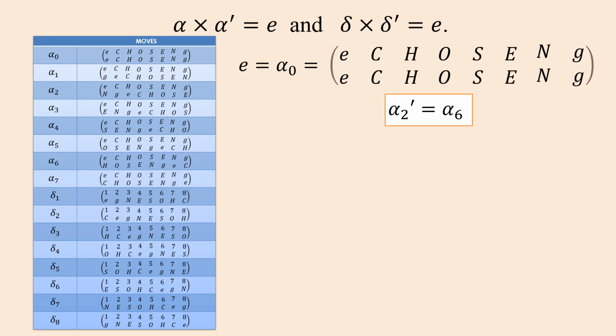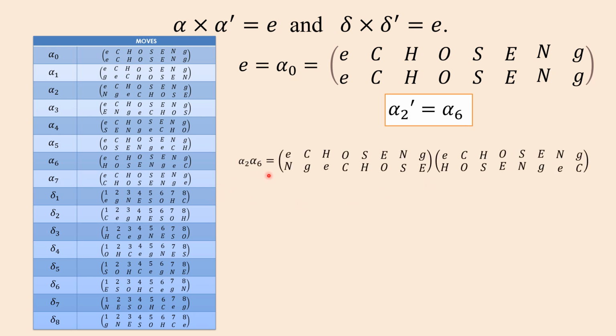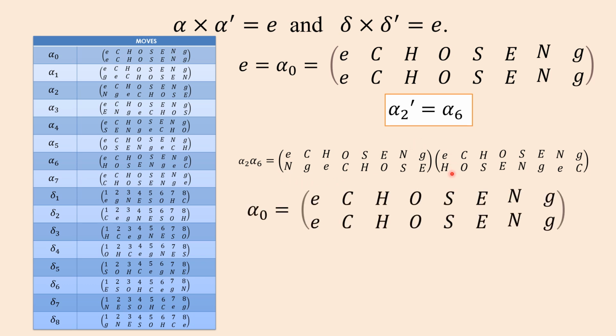Next, we have the inverse of alpha sub 2. So, alpha sub 2, alpha sub 6, E, H, H, E, E, E, C, O, O, C, C, C, H, S, S, H, H, H, O, E, E, O, O, O, S, N, N, S, S, S, E, G, G, E, E, E, N, E, E, N, N, N, G, C, C, G, G, G. So it's true that the inverse of alpha sub 2 is alpha sub 6.